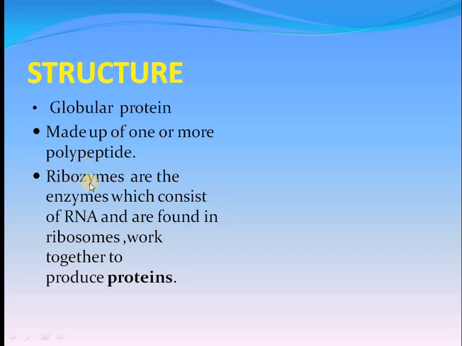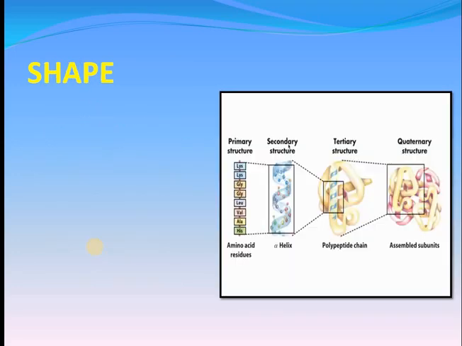Ribozymes are a special type of enzyme. Ribozymes are enzymes which consist of RNA and are found in ribosomes, which work together to produce protein. A ribozyme is an RNA enzyme that catalyzes a chemical reaction. This ribozyme is also called catalytic RNA. Basically, it is found in the ribosome, where they join amino acids together to form the protein chain. So here is the structure.